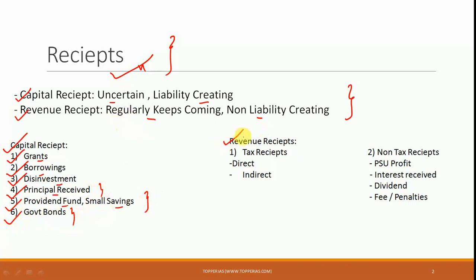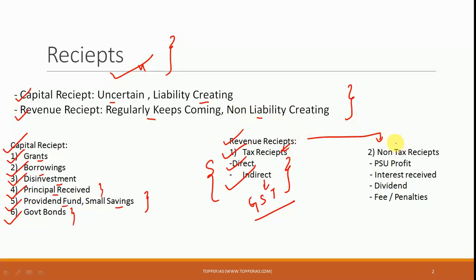Next is the head of revenue receipts. Now, this revenue receipts is further divided into two heads. One is the tax receipts and the second is the non-tax receipts. Now, under the tax receipts are the direct tax and the indirect tax. These are going to come annually, they are going to come regularly. Direct taxes are the income tax, the corporate tax, the wealth tax, and similarly indirect taxes, which are now under the one head of GST. So these are regularly going to come, so that is why they are revenue receipts.